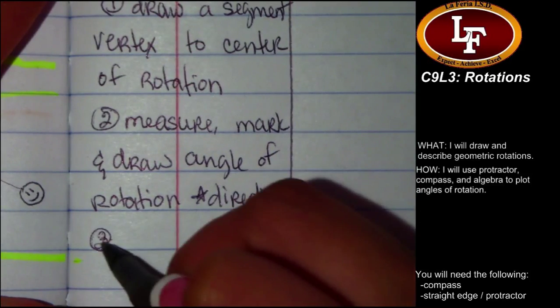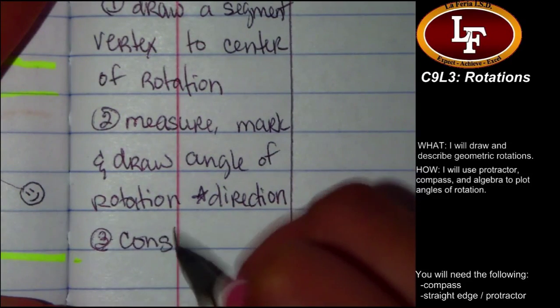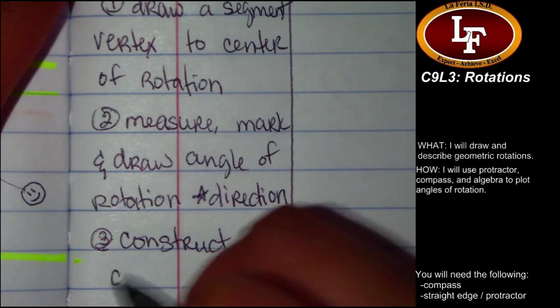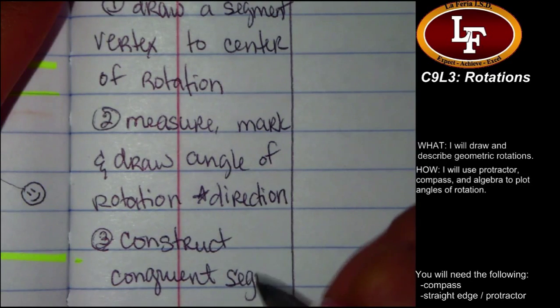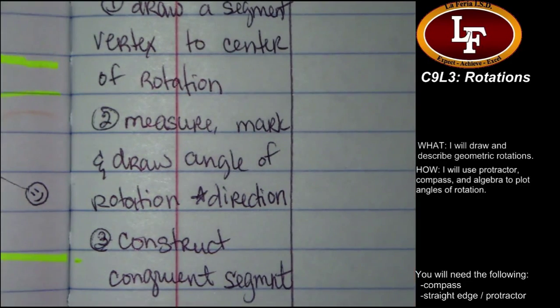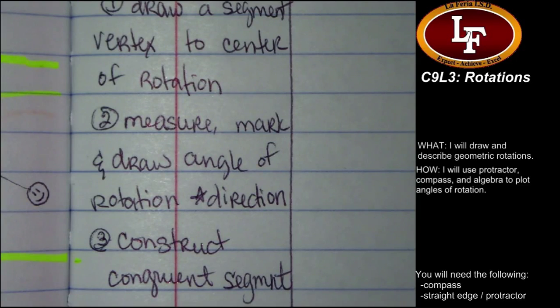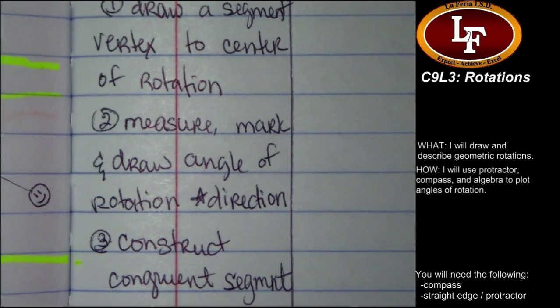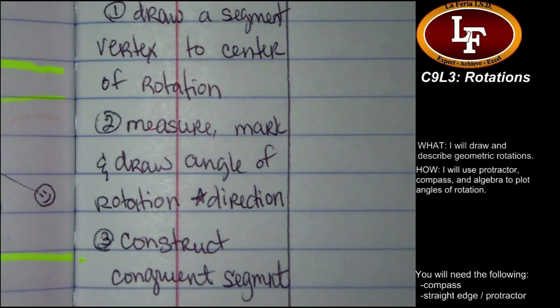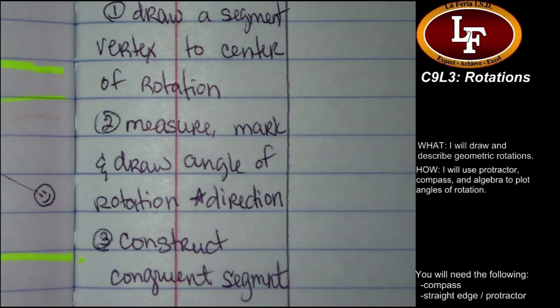The third step is to construct some congruent segments. So 3 steps, that's all you need. Who else watches it? No? No, okay. So first step, draw a segment. Second step, measure, mark, draw. Third step, construct.